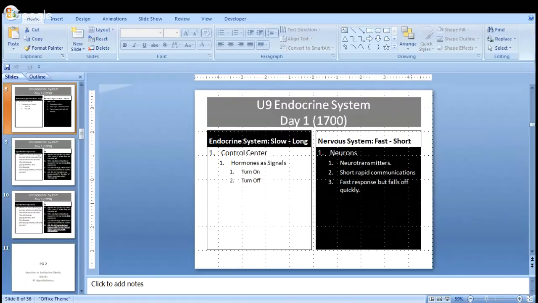Yeah. Okay. Perfect. Okay, so hormone transport. There are two types of hormone transport in the body. One is water-based, and one is lipid-based. Can you guys tell me the difference between those two?